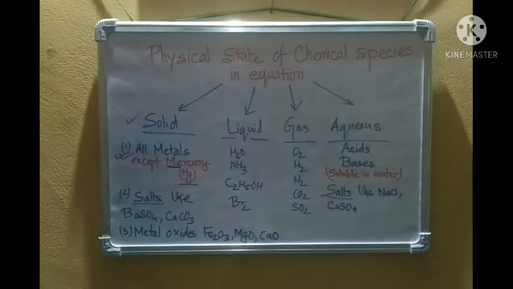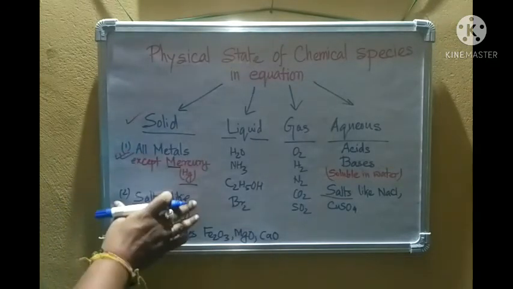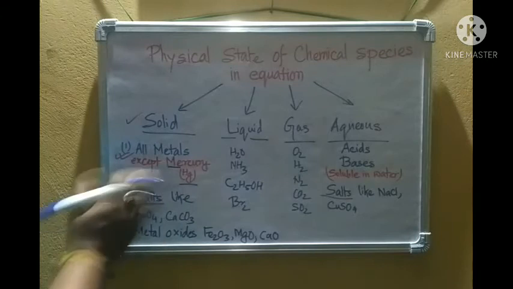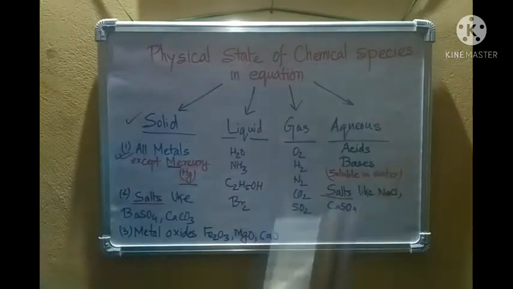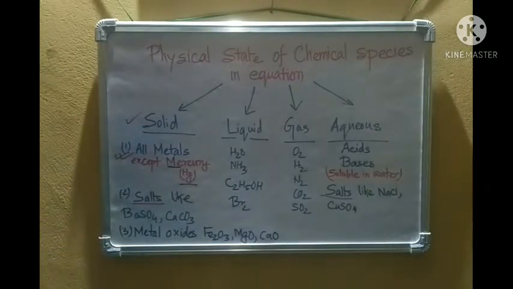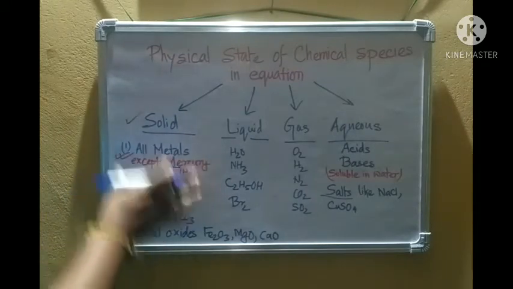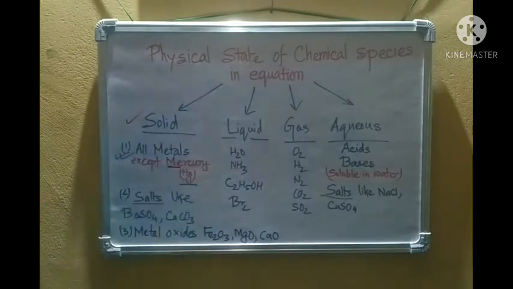So if you find this type of species in your chemical equation, that is either a metal, or a salt, or a metal oxide, and the salts which are generally insoluble in water, they are present in solid state. Salts are also present in aqueous state, and this is the main reason for confusion while writing the physical state. We will discuss salts in more detail after some moment. But generally, all metals exist in solid form, salts exist as solid, and metal oxides also exist as solid.